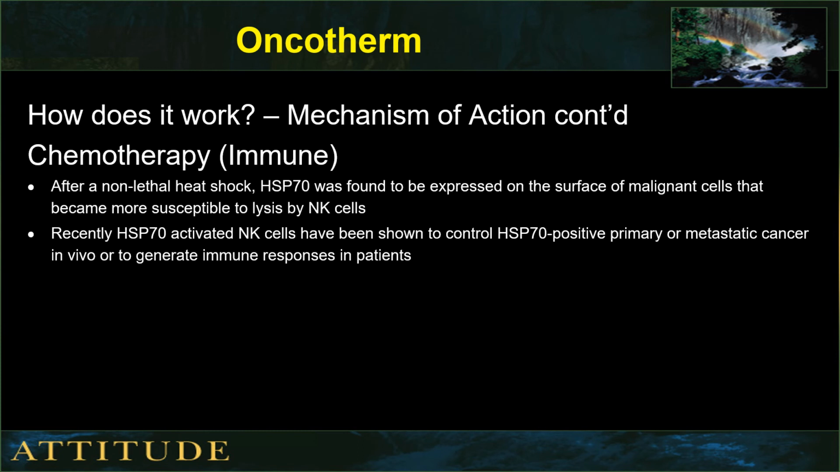As they start to die off, they're releasing all of these heat shock proteins under stress. These heat shock proteins now all of a sudden get recognized by the immune system. Things such as your natural killer cells that are constantly surveilling the whole area see that, and they go in for the attack. Now, recently, HSP70 activated natural killer cells, NK cells, have been shown to control HSP70 positive primary or metastatic cancer in vivo, or to generate immune responses in patients.